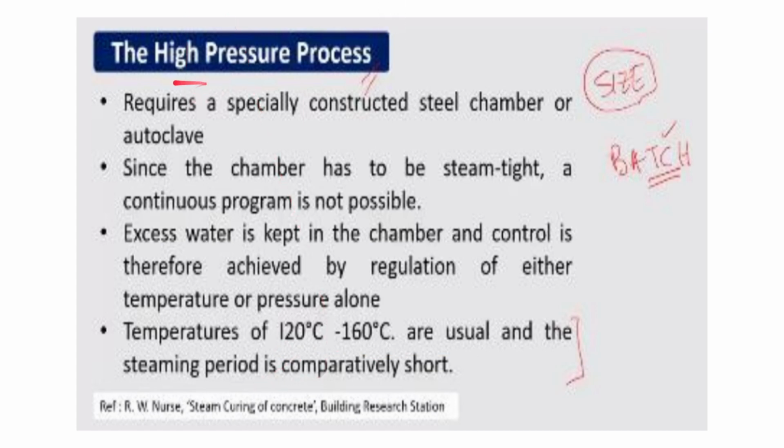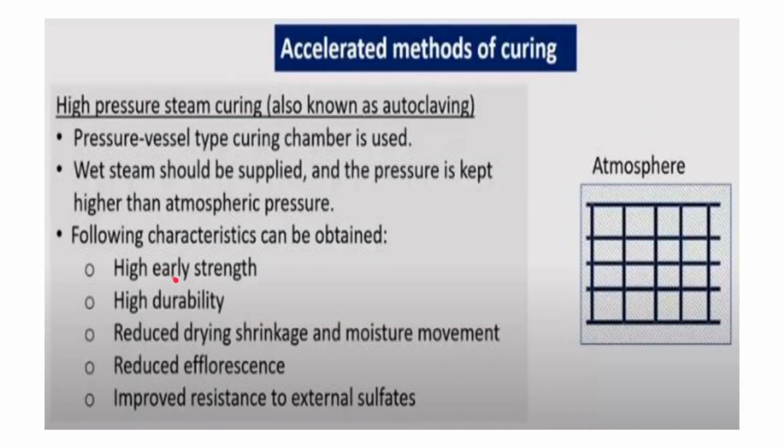So if there is high pressure, then we can go up to 120 to 160 degrees centigrade. But under atmospheric condition it is not possible, because otherwise the water inside the concrete will itself get evaporated. That is also known as autoclaving, steam curing done at high pressure, that is both high pressure plus high temperature. So that is called autoclaving. A pressure vessel type curing chamber is used in this case.